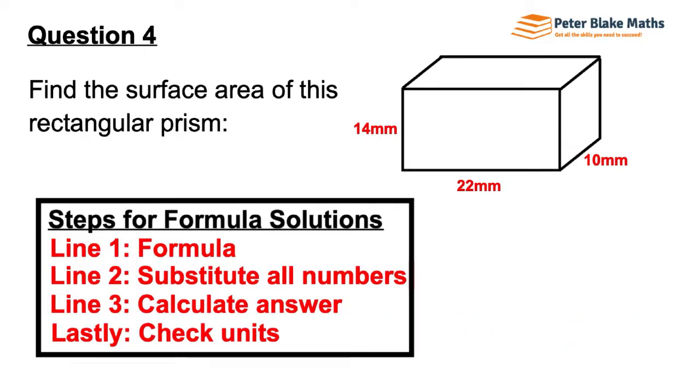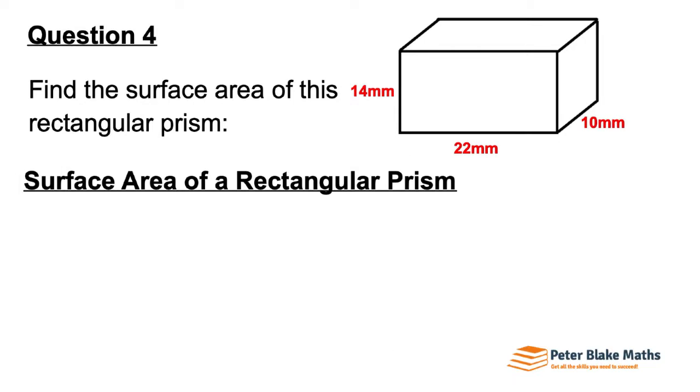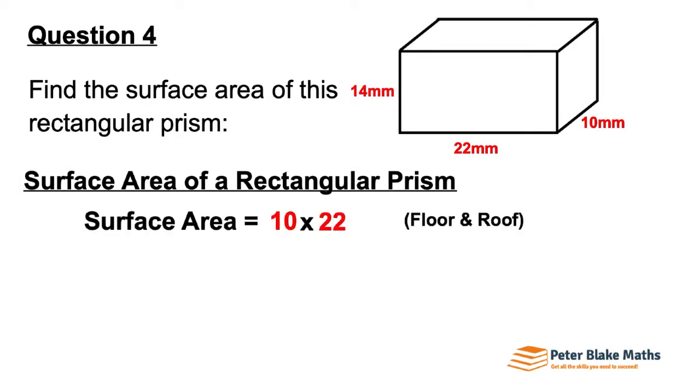It's a formula question. We'll substitute all the numbers in, we'll calculate our answer, and we'll check our units. The formula for the surface area of a rectangular prism is we're finding really the area of each face, and the surface area of the floor and the roof is made up of 10 times 22 there. Because we have it on the floor and the roof, we'll multiply that by 2. So we've got the flat surfaces sorted out there.